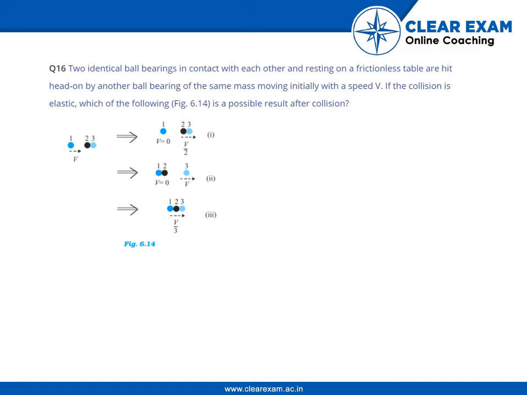Welcome back. So the question says two identical ball bearings in contact with each other and resting on a frictionless table are hit by another ball bearing of the same mass moving initially with speed v. If the collision is elastic, which of the following is a possible result after collision? So there are three situations. Let us go through one by one.